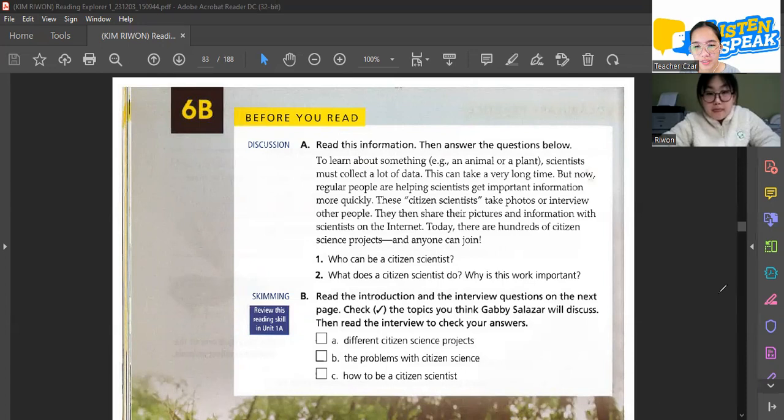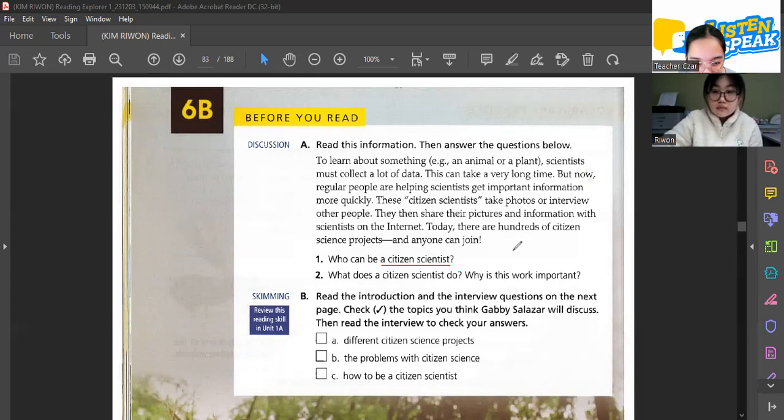Okay, very good. Science is also a really hard job because you need to gather information, a lot of data, on something that you want to learn. So here you will be having the first questions about the paragraph that you read. So who can be the citizen scientist? Anyone can be. Okay, anyone, very good. Because citizens are those people who live in a particular area. So everyone can be a citizen scientist.